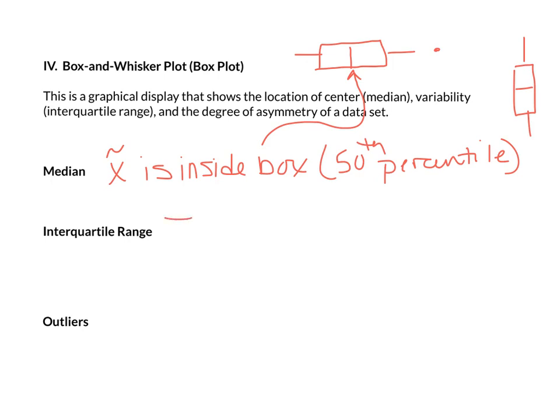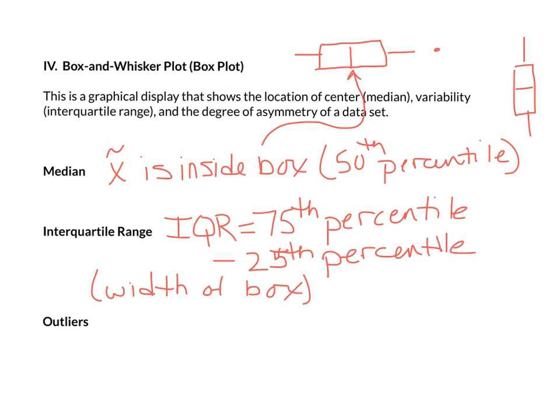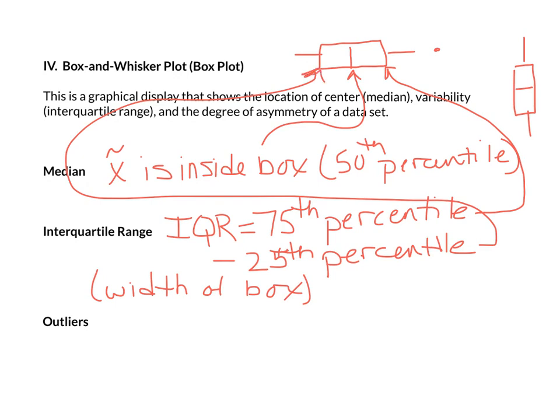The interquartile range, represented as IQR, equals the 75th percentile minus the 25th percentile. And it is the width of the box. So the 75th percentile is there. The 25th percentile is there. And the width of the box would be the difference between those.